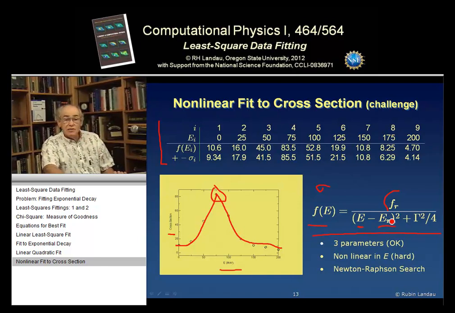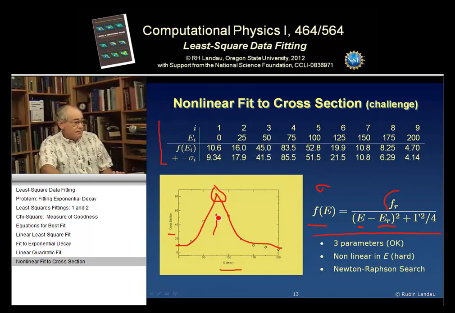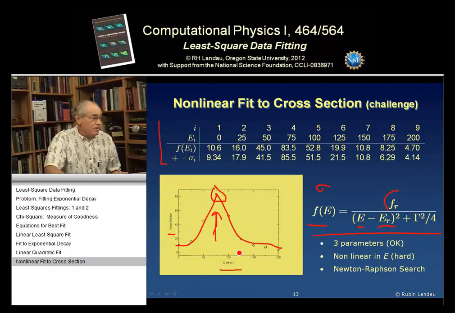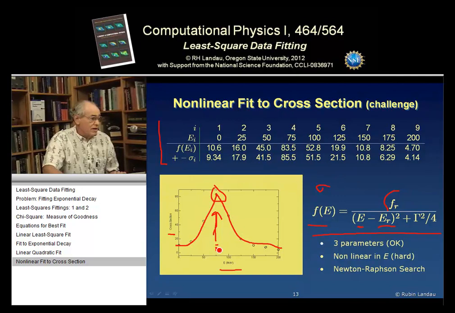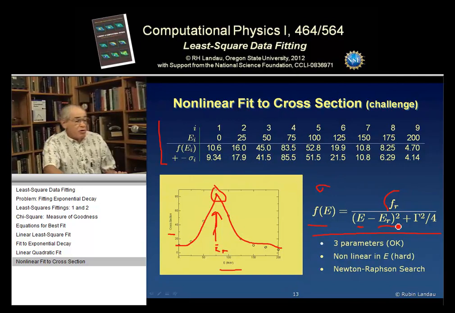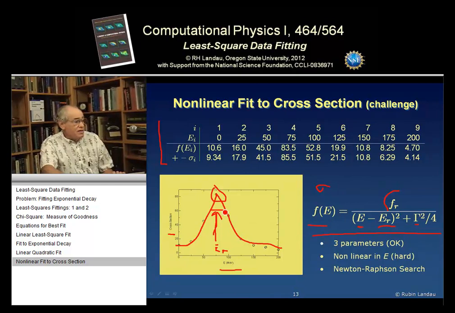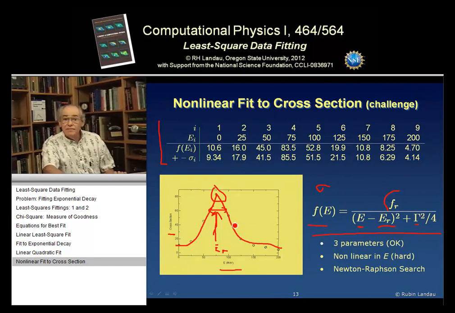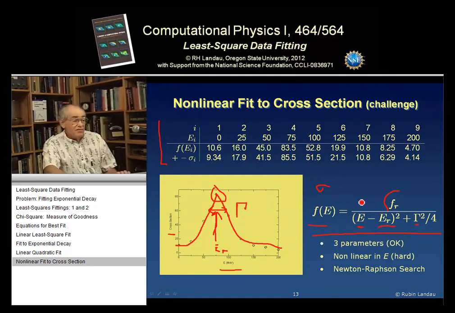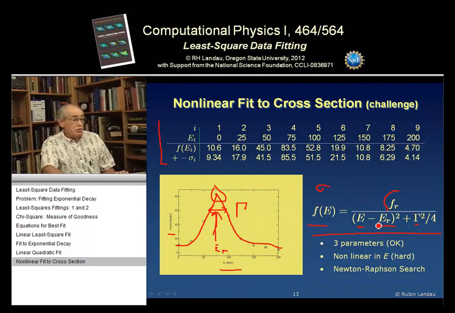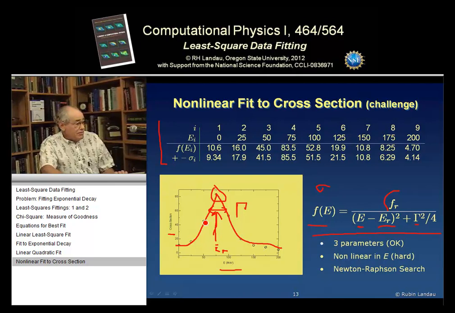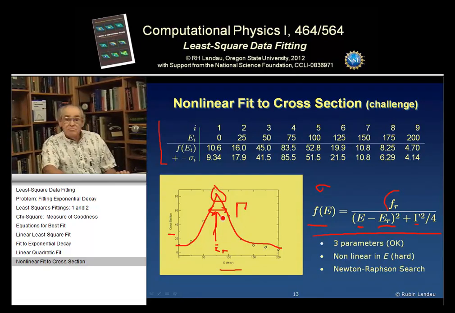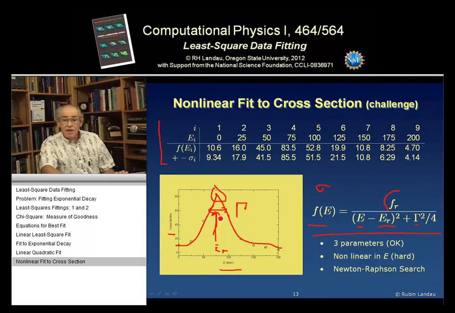Another parameter is E sub R. E sub R is the position here where the peak occurs. So that will tell you what E sub R is. And the third parameter is gamma. Gamma here is the full width at half maximum of that curve. So the value of gamma will give you that. So here's a function, fit it to the data, deduce the resonance energy. It should be something about 75. Here, deduce the gamma, the full width at half maximum, and it should be something about 20, 30, whatever that looks like, and try it.